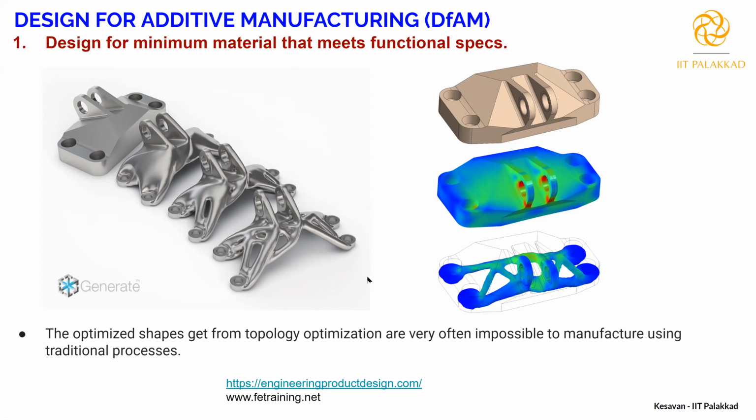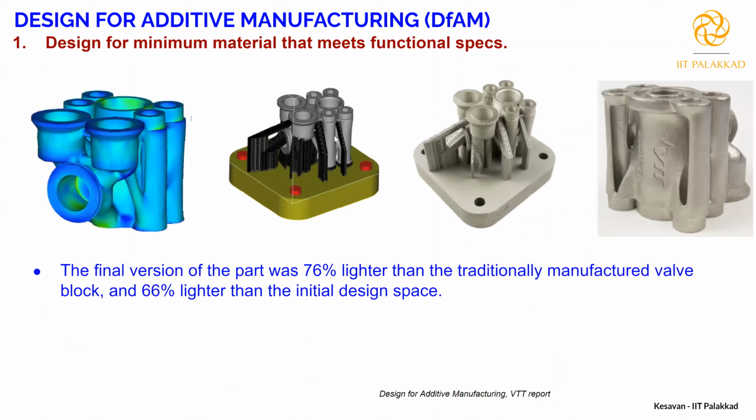So now with the option of additive manufacturing, you can play with the design and you can actually make very smart structures. I would say this is the smart structure. So this is the first design for additive manufacturing principle, to minimize the material. There are several examples which have been successfully implemented in additive manufacturing.